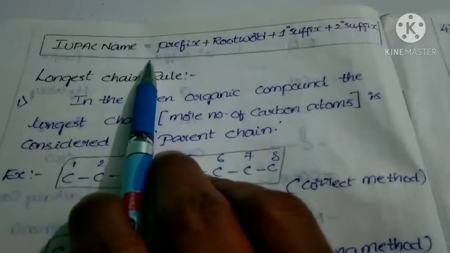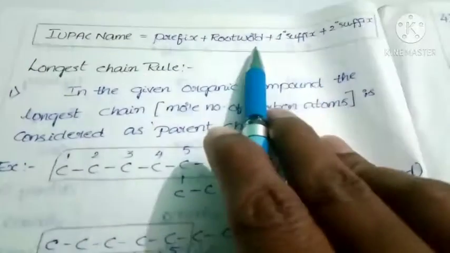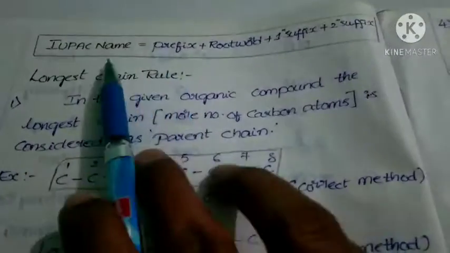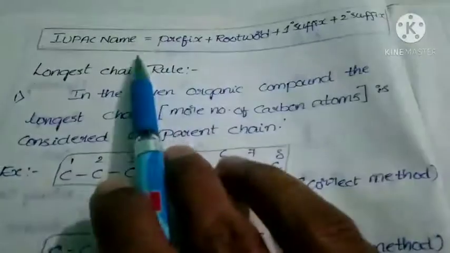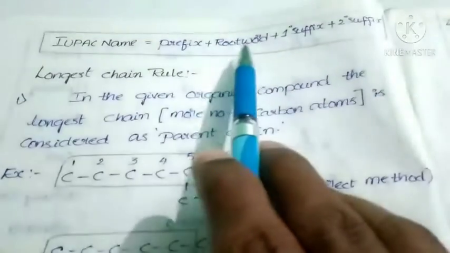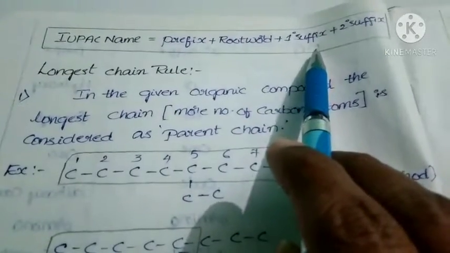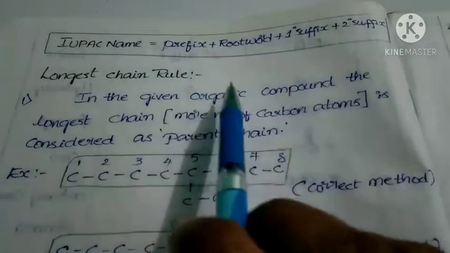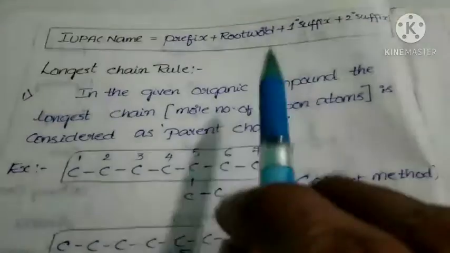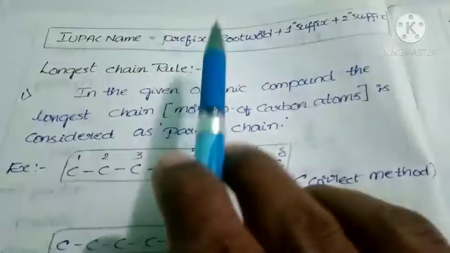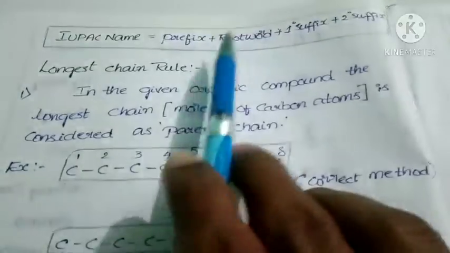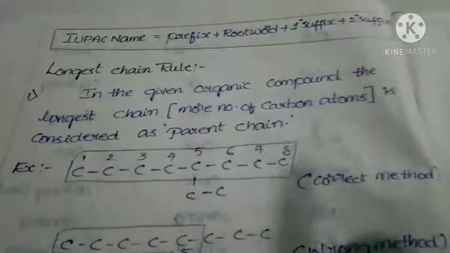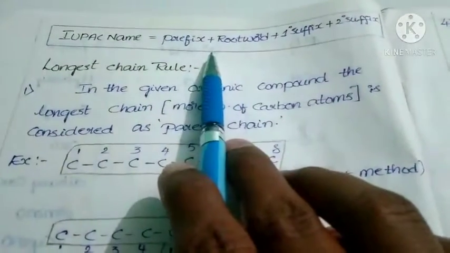IUPAC name is equal to prefix plus root word plus primary suffix plus secondary suffix. So to write the IUPAC name, we should follow this order. What is that order? Prefix plus root word plus primary suffix plus secondary suffix. This is the way to write the IUPAC name of a given organic compound. Especially this is the rule for open chain compounds. For cyclic compounds, we follow a different order. We will discuss that later. This is the order for open chain compounds.